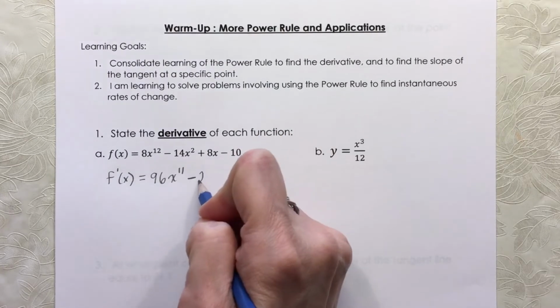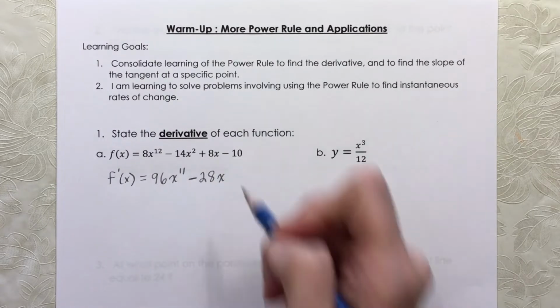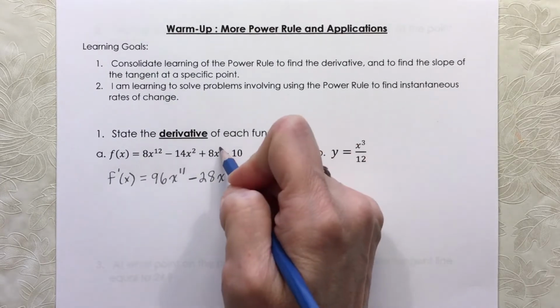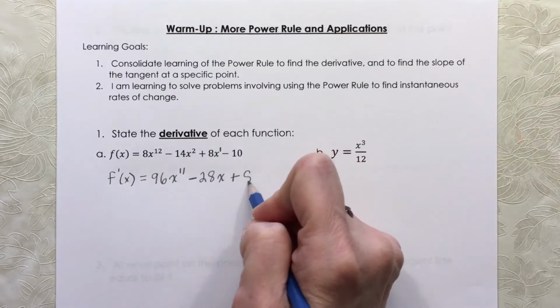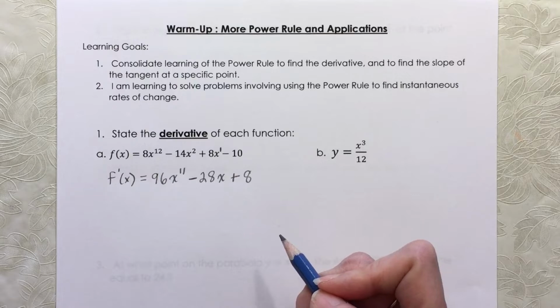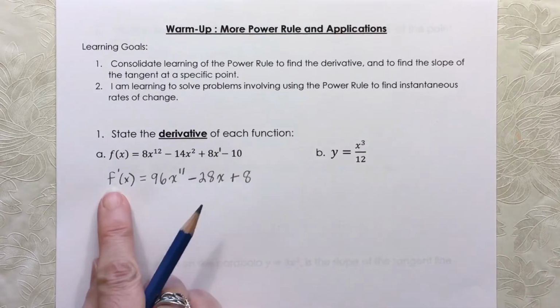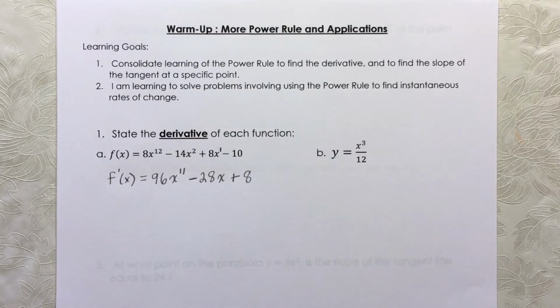minus 2 times 14 is 28, x to the 1, which you don't need to show, plus 1 times 8 is 8, x to the 0, and x to the 0 is a 1, so you don't need to show that. And then the derivative of a constant like 10 is 0. So f prime at x would be 96x to the 11th minus 28x plus 8.